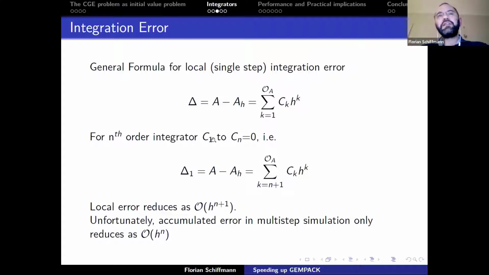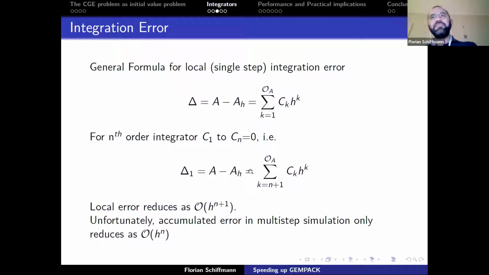Now, for an nth order integrator, like Runge-Kutta 4 is a 4th order integrator, what we end up with is that c_1 to c_4 is actually 0. So these terms vanish, and the first non-zero error term, so A is the exact solution, A_h is the solution you get with a certain step size, the first order error term that is non-zero is c_5 times h to the power of 5. So for a single step of a Runge-Kutta 4, the first order error will decline to the 5th power of the step size. We halve the step size and we end up with 1/32 of the original error.